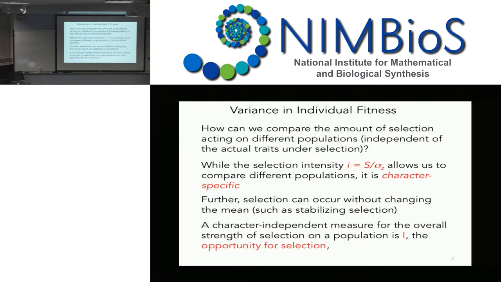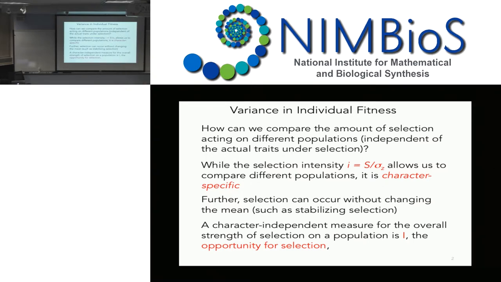So the question becomes, how do we compare the amount of selection acting on different populations? A perfectly reasonable question. For example, you've got the same species in a climate-stressed environment, maybe on a margin of a population where the climate change is more extreme, and you have it in a central population. Is one of those experiencing more selection than the other?